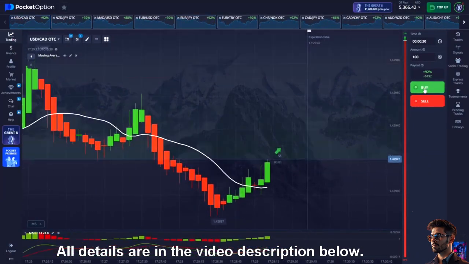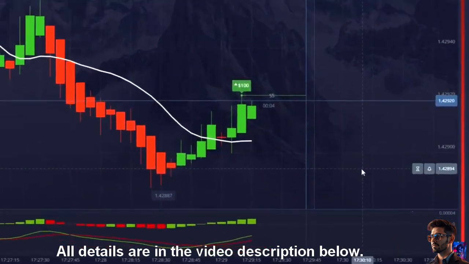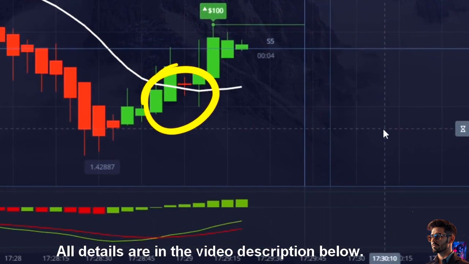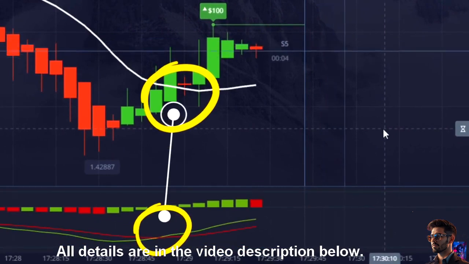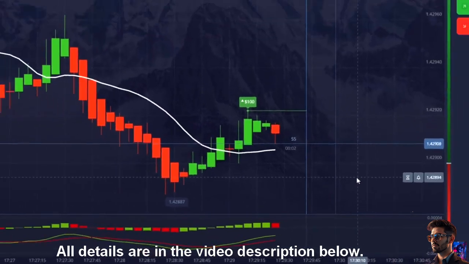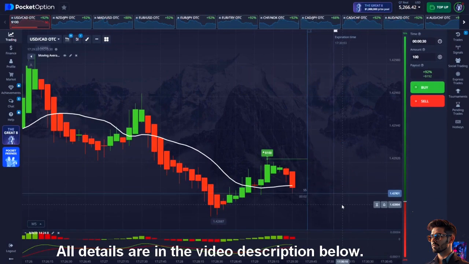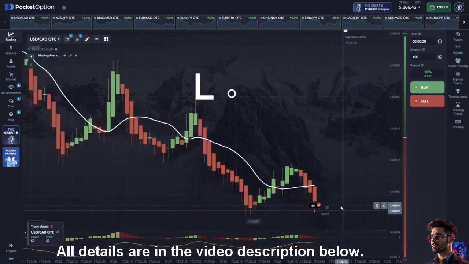Here we took a trade for the upward direction of 30 seconds. We took this trade because the market crossed the white line of moving average in the upward direction, and MACD also crossed each other at the same time. I took this trade, but the trade is a bit high. So there is a bit of risk for this trade, but as per our strategy this should be a win. So let's see if this is going to be a win or not. Okay, our trade is a loss here, but no worries.